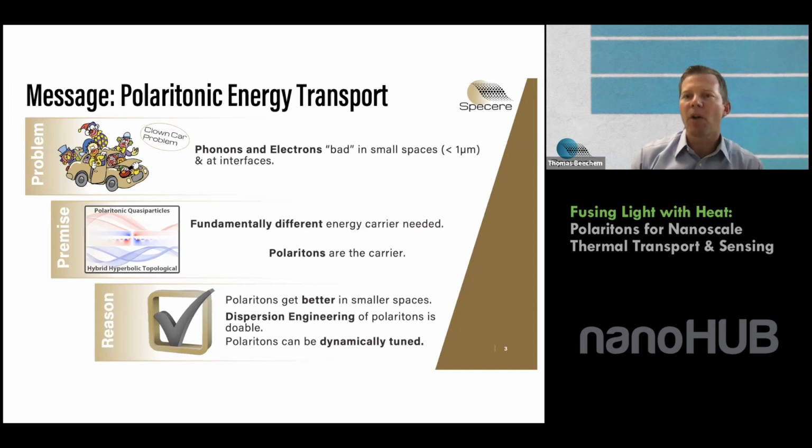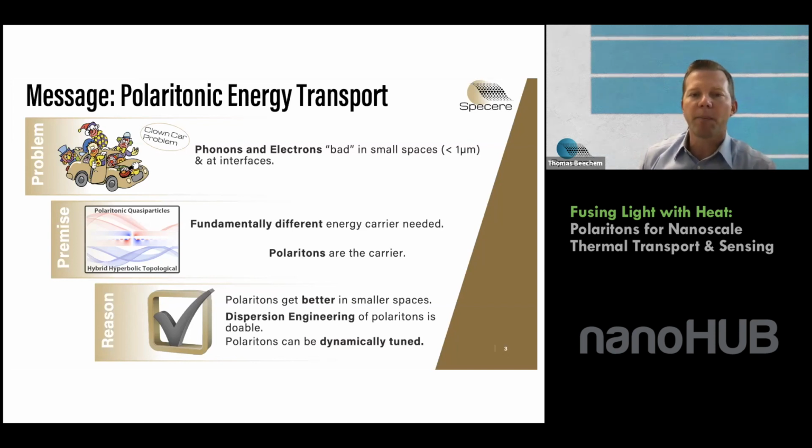And as we get smaller and smaller, at the submicron and the nanoscale, and in particular at material interfaces, phonons and electrons just become less efficient at moving energy. It's kind of like a clown car problem. You have a bunch of things in a small area, and so everything becomes inefficient. So that's a problem that's been well known. People have been working on this for decades.